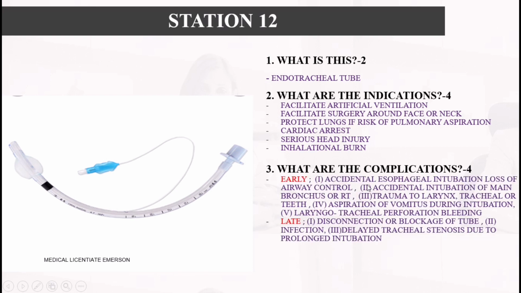Complications: we have early and late. Early, we have accidental esophageal intubation, loss of airway control, accidental intubation of the main bronchus, or right. Then we also have trauma to larynx, trachea, or teeth. You can also have aspiration of vomitus during intubation. So laryngeal tracheal perforation as well. Then late complications, we have disconnection or a blockage of the tube. You can have infection, delayed tracheal stenosis due to prolonged intubation. Those are some of the complications for this.